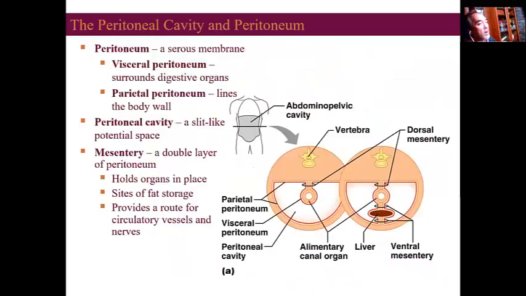Okay, now the structures within the cavity. Okay, now remember, when you say peritoneal cavity, it's different from abdominal cavity.